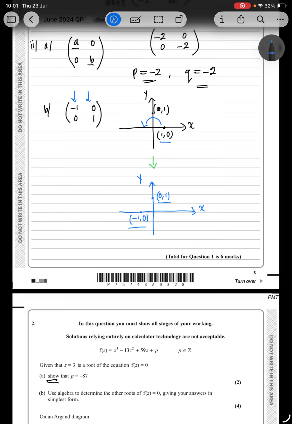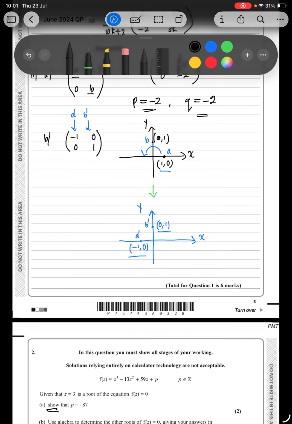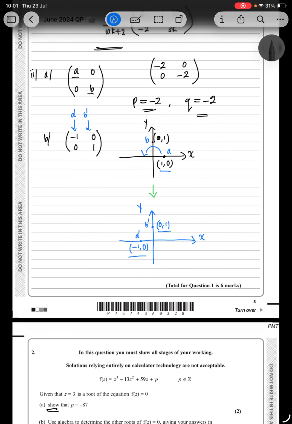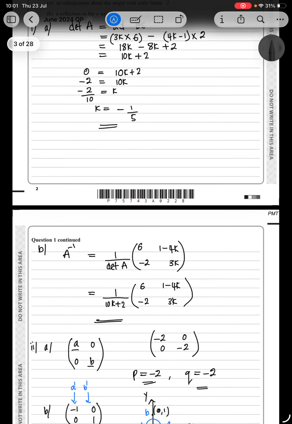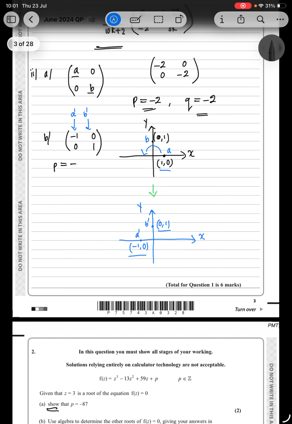So if I have to be more specific, if this is point A and if this is point B, this is going to be point A dash and this is point B dash. This represents A dash, B dash. So therefore, P value is going to be, let me just check that again, P up there and Q down. So P is going to be -1, Q is going to be 1.